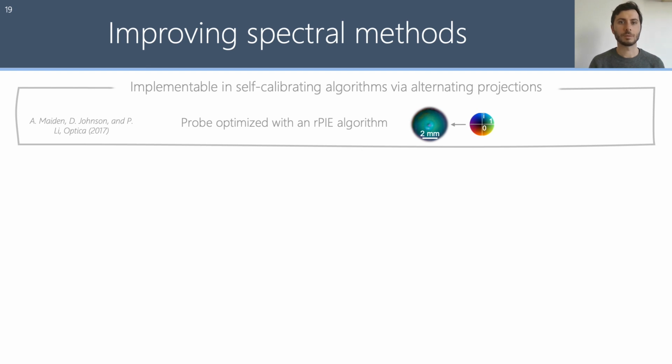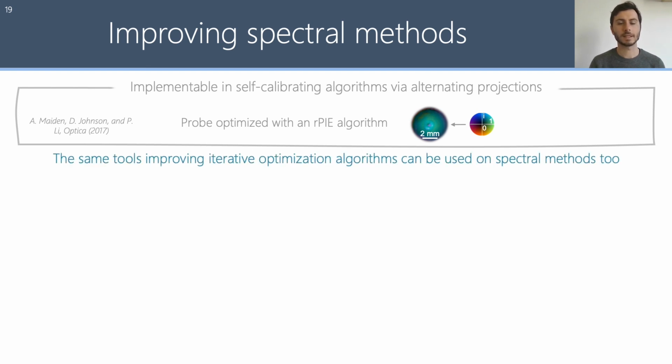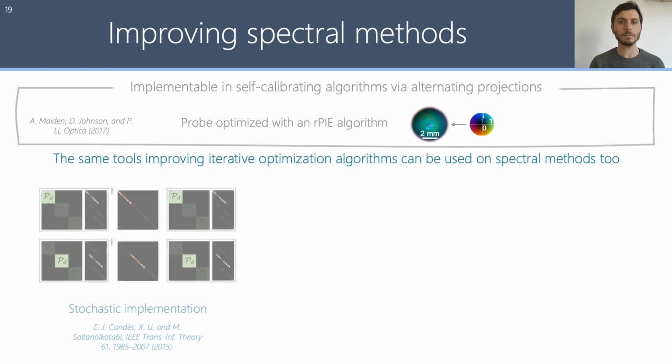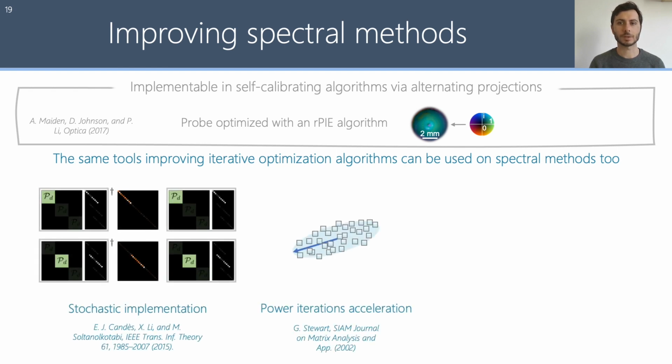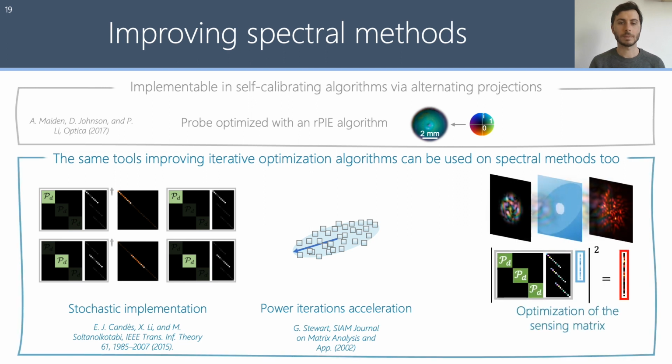There is further room for improving spectral methods, and what is interesting is that the same tools improving iterative optimization algorithms, like gradient descent for example, can be implemented on spectral methods as well. Specifically, stochastic power iterations as well as linear algebra approaches can further accelerate the retrieval of the leading eigenvector. But the most efficient way to deliver more informative spectral estimates is to multiplex complementary information in the ptychograms by carefully optimizing the sensing matrix, which is what we are going to discuss more in detail now.